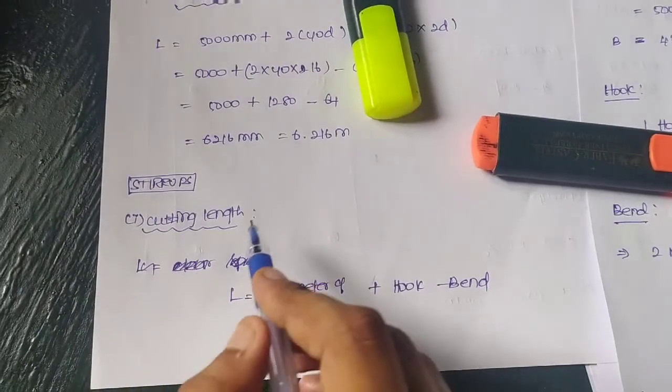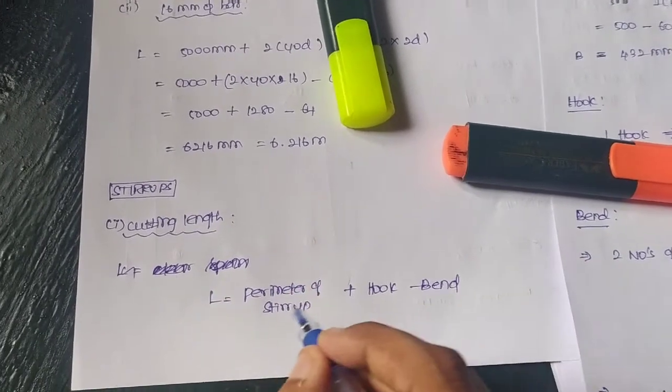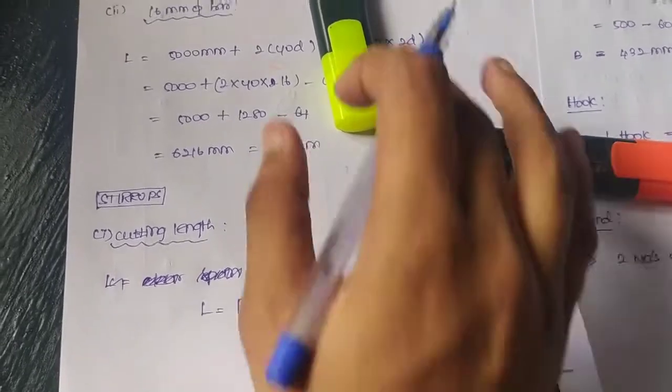And in stirrups, the first portion is calculating the cutting length. The cutting length formula is perimeter of the stirrup plus hook minus bend. Here also, don't mug up the formula.